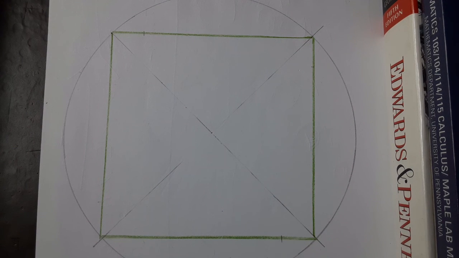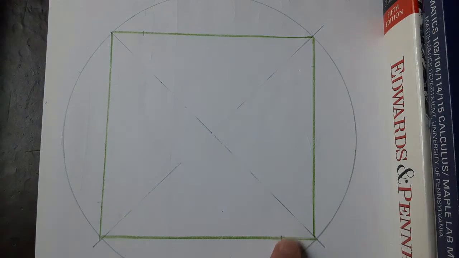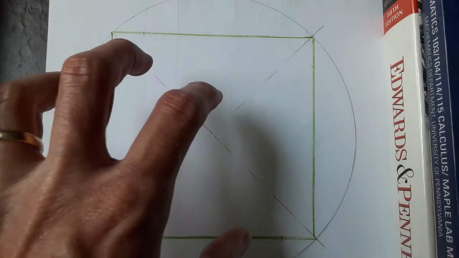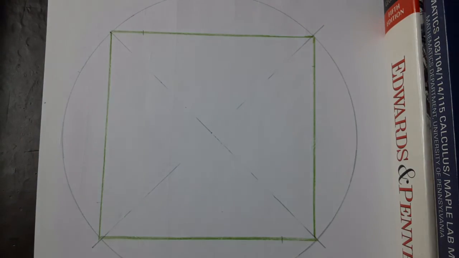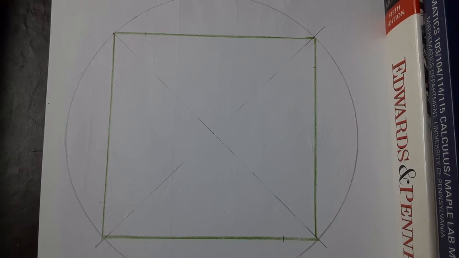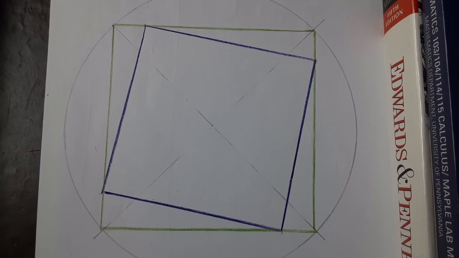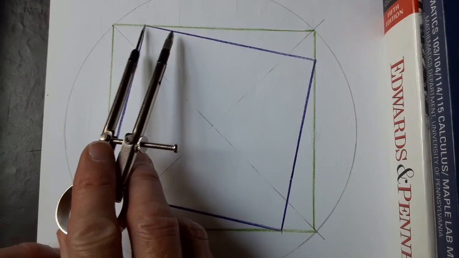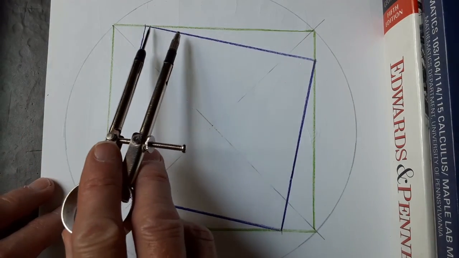Now that we have these arcs, we will connect each arc across here so that we create another square inside, but it will be twisted from the original. We now have our second square in here, and we will continue this process from the vertex of our new square, leaving the same setting on our pair of compasses.